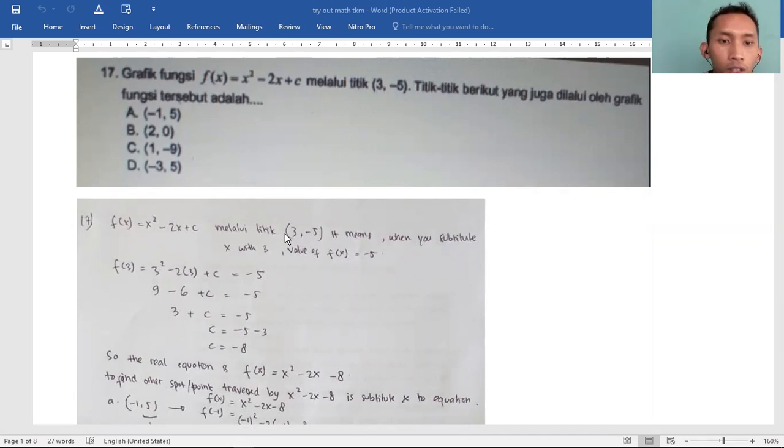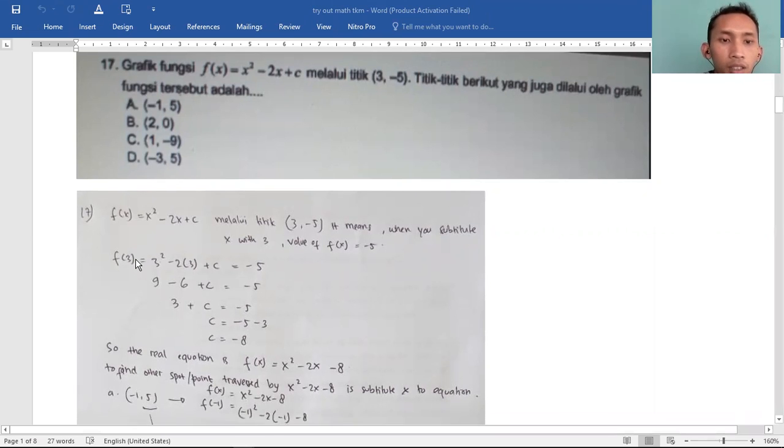If this point is on this equation, it means when you substitute x into the equation, you will find the result is negative 5. So this is x and this is the result for x if you substitute it into the equation. So f(x) here is the function. You are supposed to have learned it in grade 8, so you know about functions.